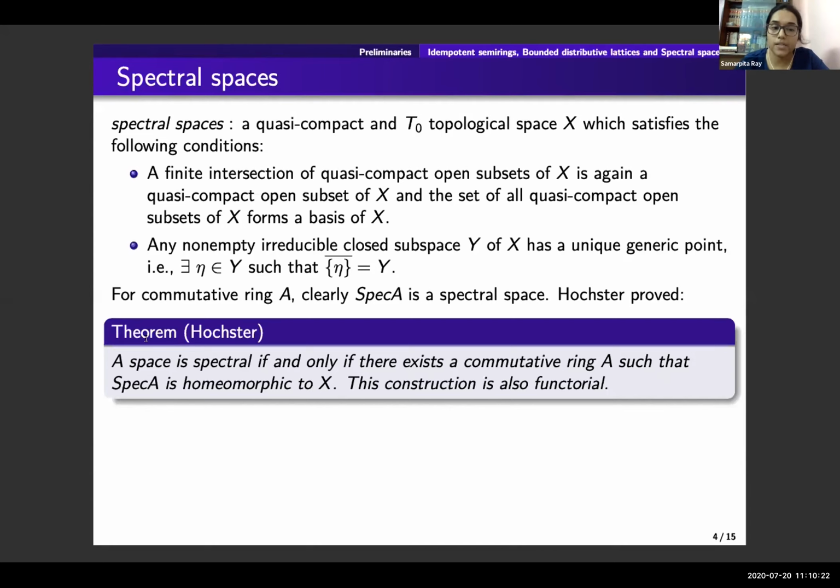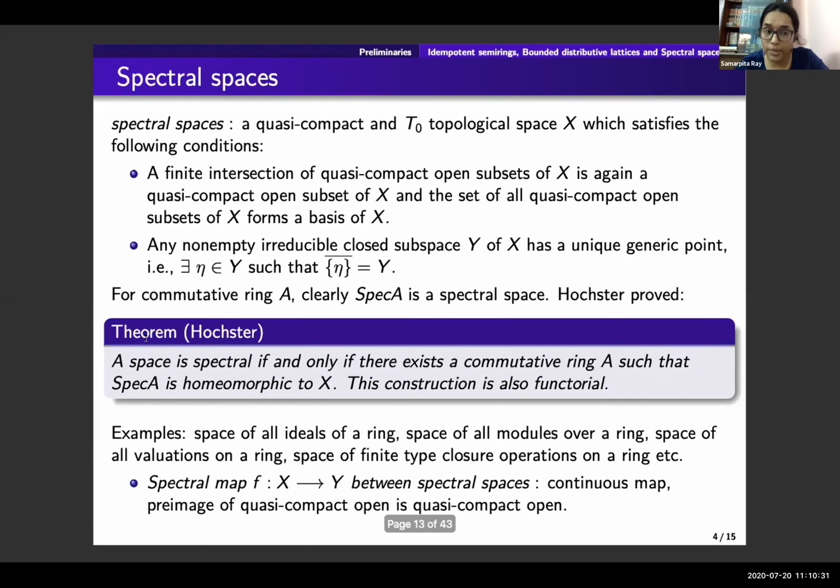That is, a space is spectral if and only if there exists a commutative ring such that the spectrum of it is homeomorphic to X. And this construction is also functorial. Examples are plenty: space of all ideals, space of all modules over a ring, valuations on a ring, finite type closure operations on a ring. These are all examples of spectral spaces. In fact, if you take any set and you take the power set of it, it is also a spectral space. By spectral map between spectral spaces, we mean a continuous topological map which pulls back compact open to compact open.